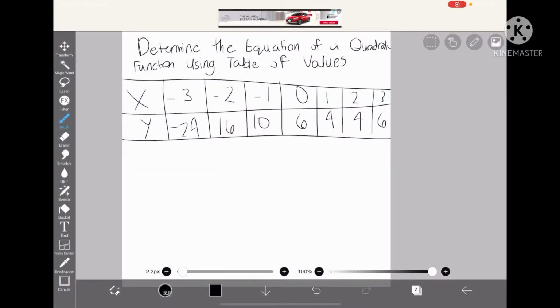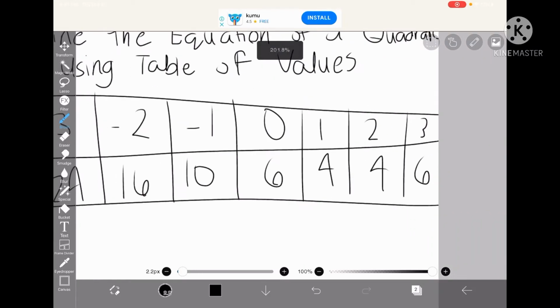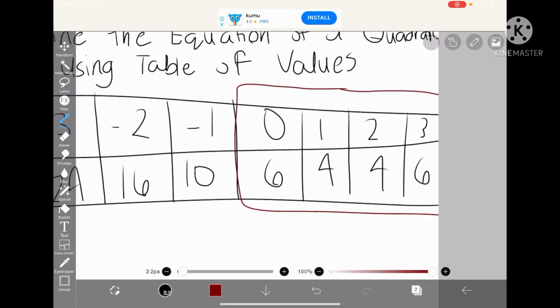Determine the equation of a quadratic function using the table of values. The first thing we're going to do is to find the table number that has the y-intercept, which, if you don't remember, is when x equals 0. We found one, which is 0 and 6. Now that we found one, let's get all of the remaining values.